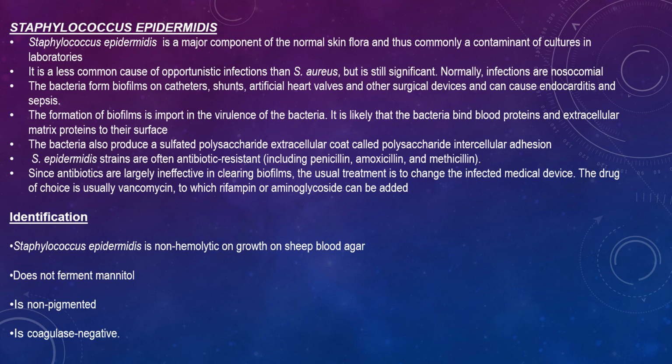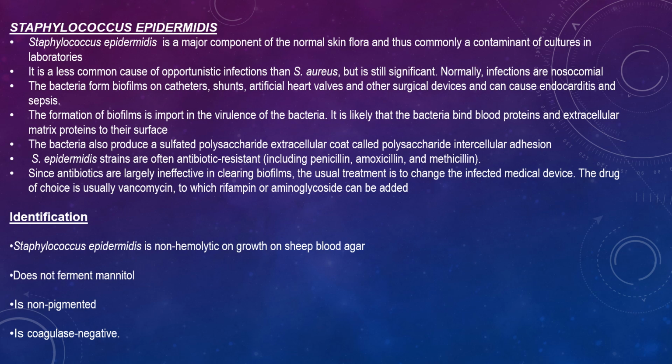It is likely that bacteria bind blood proteins and extracellular matrix proteins to the surface. The bacteria also produce a sulfated polysaccharide extracellular coat called polysaccharide intercellular adhesin. Other bacteria bind to the surface of the coat, making a multi-layer biofilm. The cells within the biofilm become partially metabolically inactive, and this, as well as the difficulty of antibiotics in penetrating the biofilm, means it's difficult to treat Staph epidermidis.